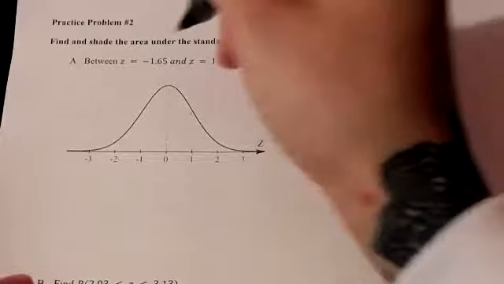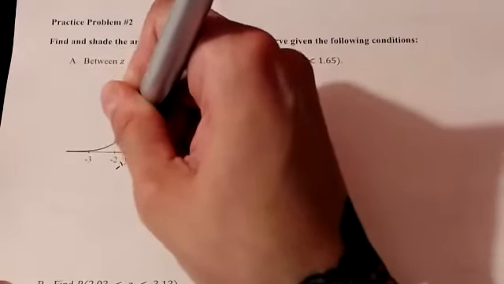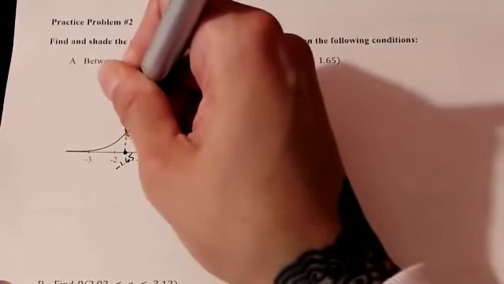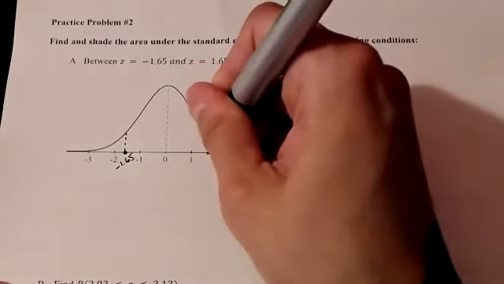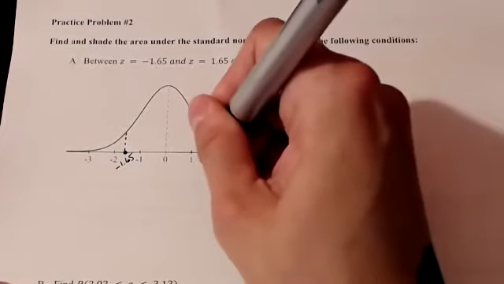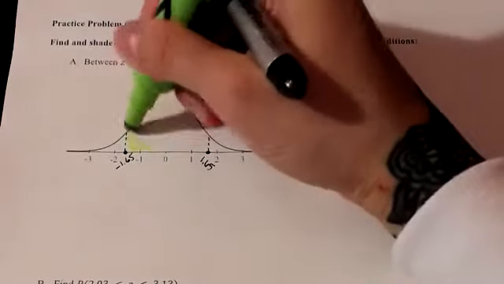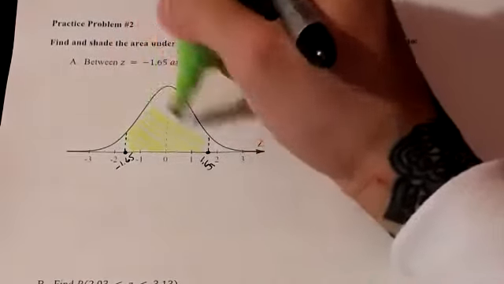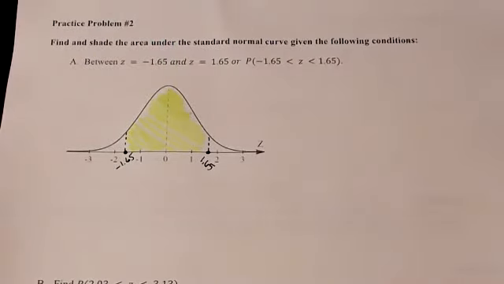So let's go ahead and plot negative 1.65. That's approximately here. We're going to draw our dotted line up. And we're going to plot the point 1.65. That's approximately here, and we're going to draw the dotted line up. Perfect. We want to find the area between these two scores. We're going to shade this particular region. There it is. And now let's use our z-score table.